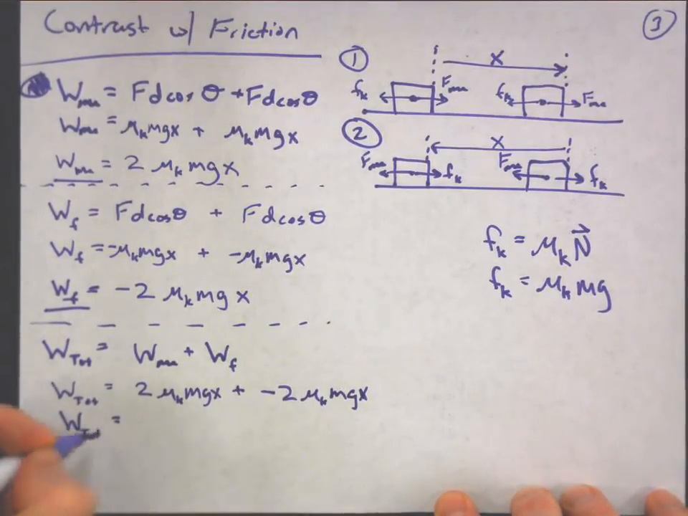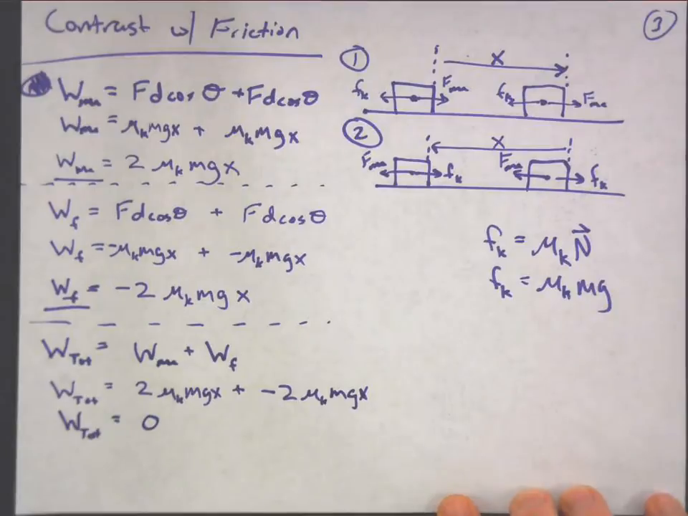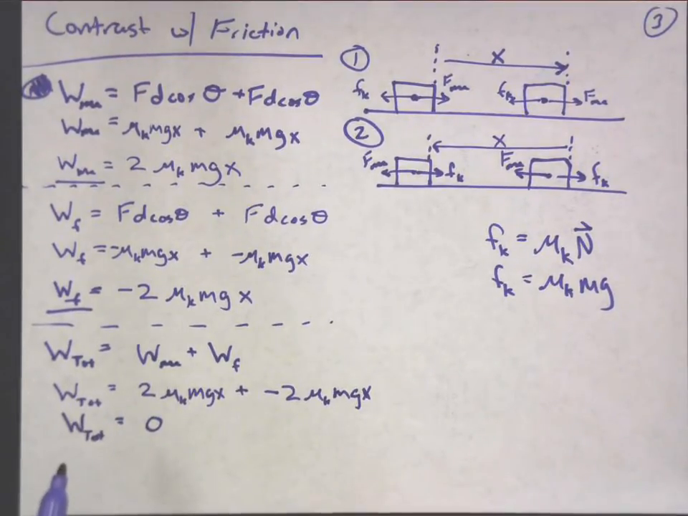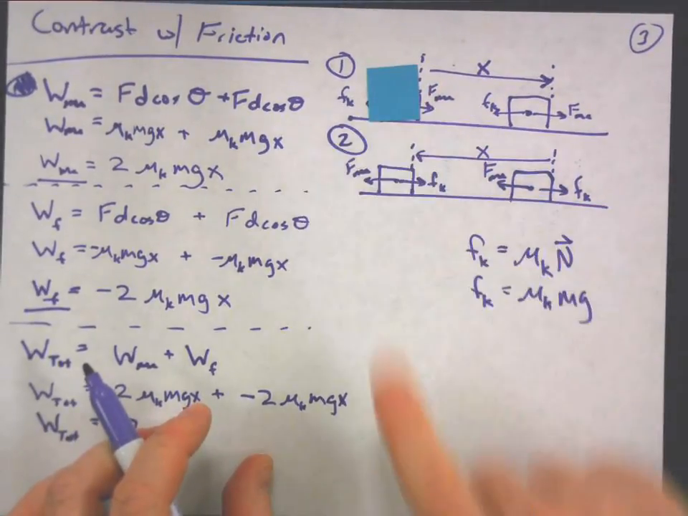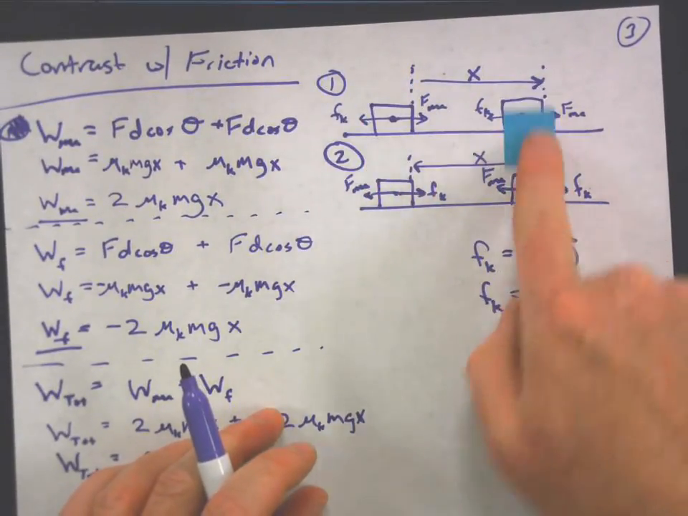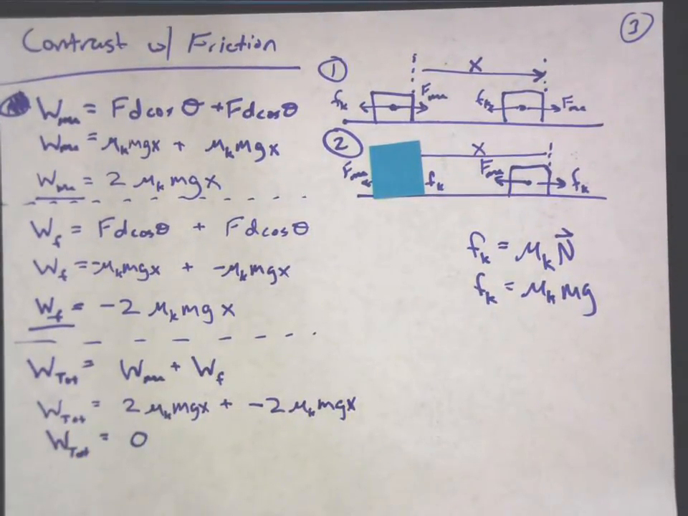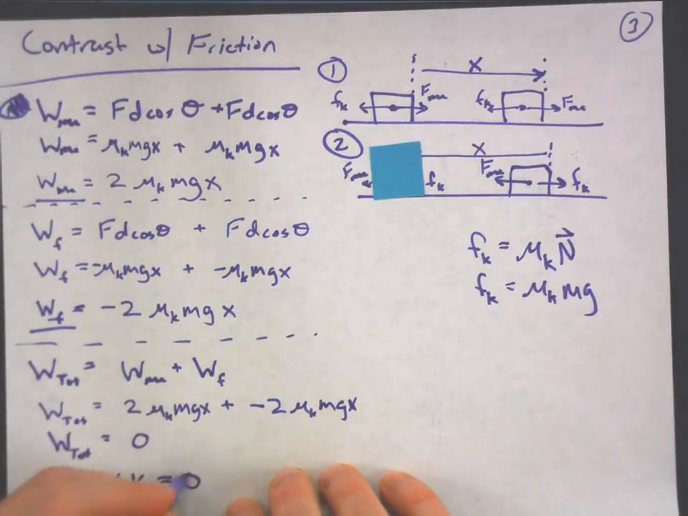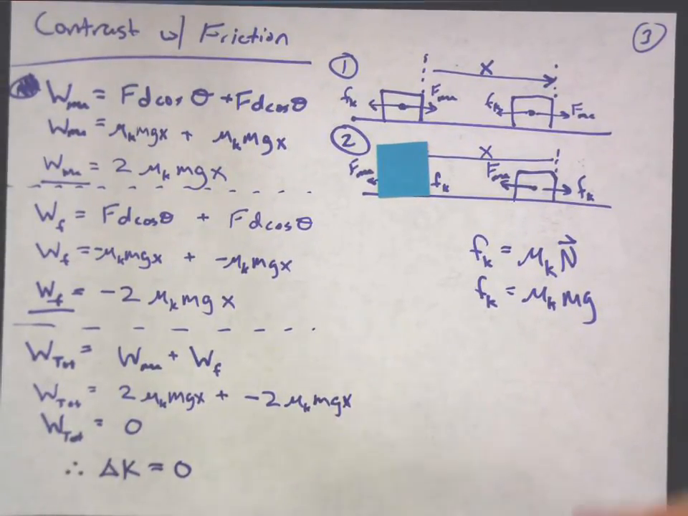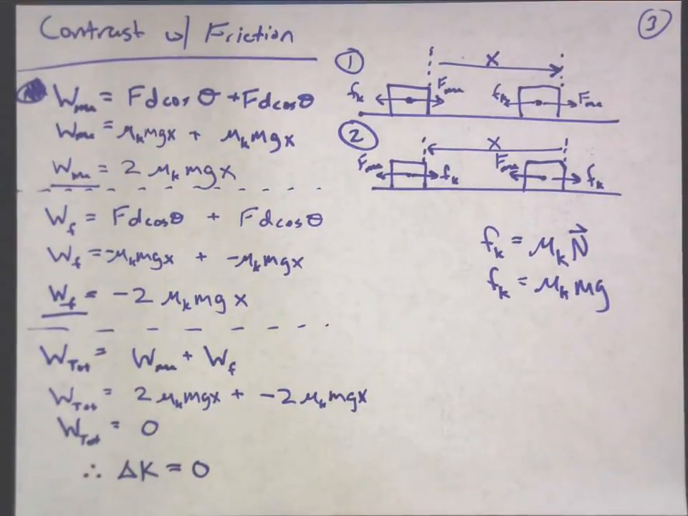Well, was that surprising? That shouldn't be surprising. Not at all. This box started here with no kinetic energy, pushed it there, pushed it back, ended up with no kinetic energy. Okay, so therefore change in kinetic energy equals 0. That's not surprising at all. So what is different though? I mean, because we're contrasting this with what happened with gravity.